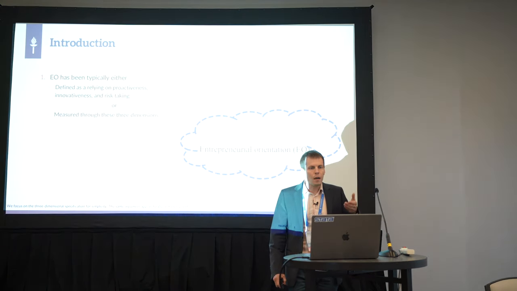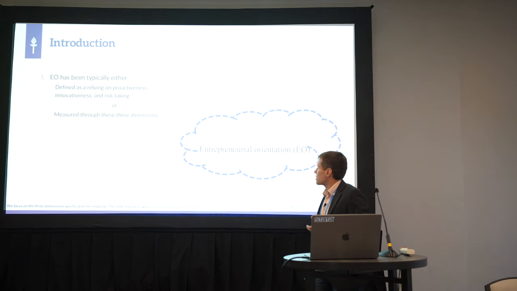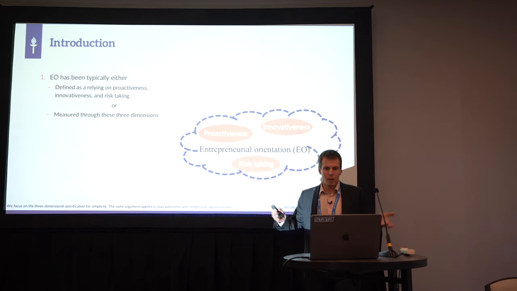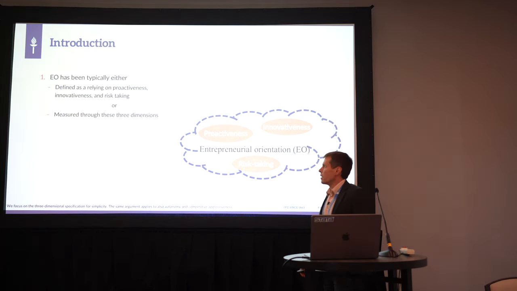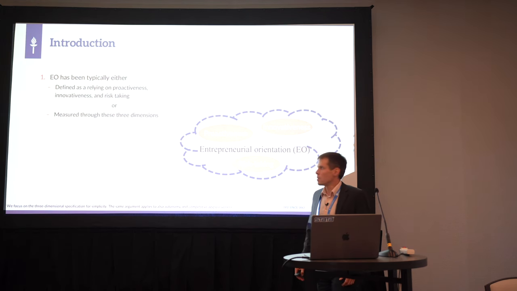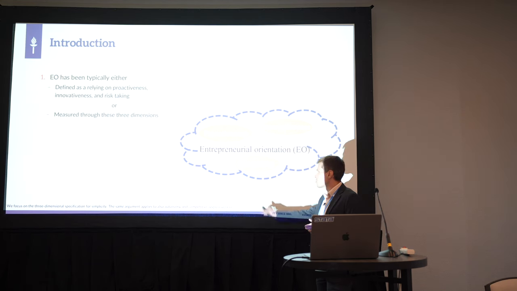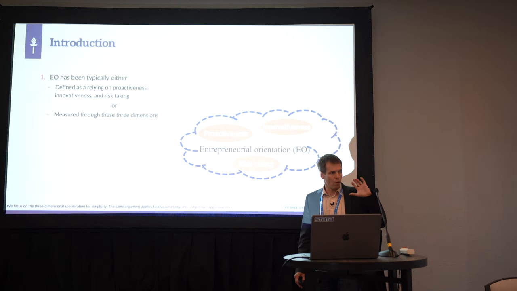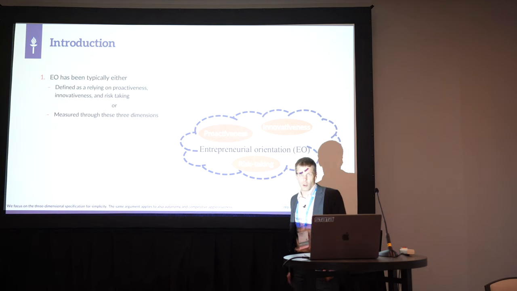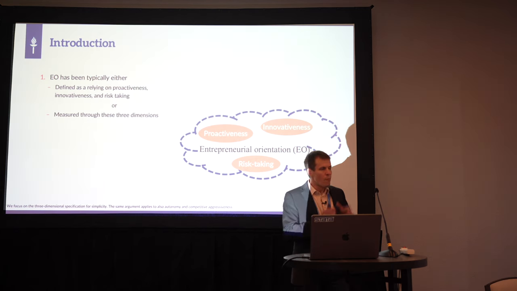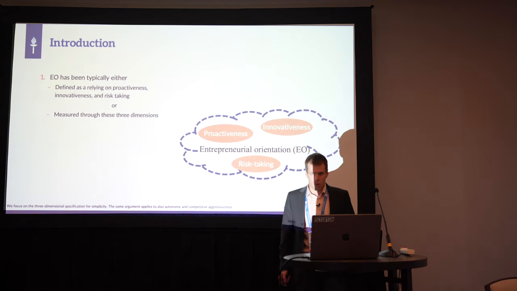EO has typically either been defined as something that is really proactiveness, innovativeness, and risk-taking, or it has been defined as something else, but measured through these three dimensions: proactiveness, innovativeness, and risk-taking. There is also the five-dimensional conceptualization, but we focus only on these three dimensions for simplicity. All that I say also applies to autonomy and competitive aggressiveness, but including those in the paper would just make it longer without really adding to the argument.